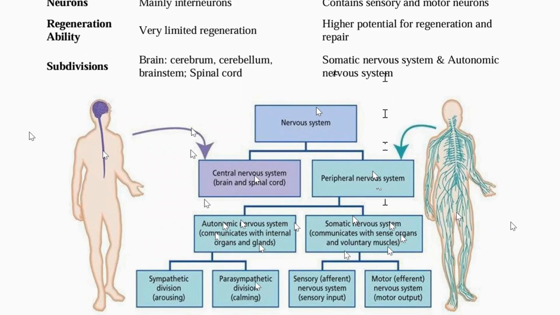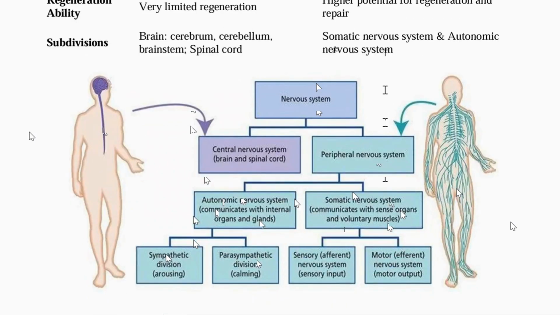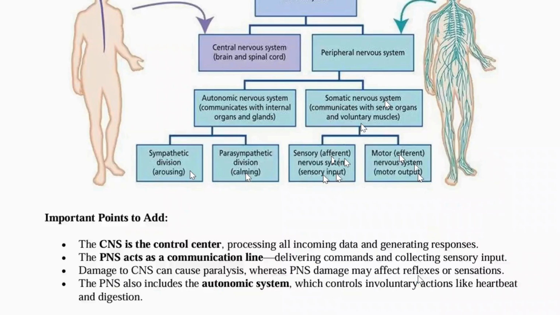The autonomic is again divided into two types: the sympathetic division and the parasympathetic division. Sympathetic is arousing and this is calming. Now the somatic nervous system is again of two types. One is the sensory, afferent nervous system, where there is sensory input. The other is the motor, efferent nervous system, where there is motor output.